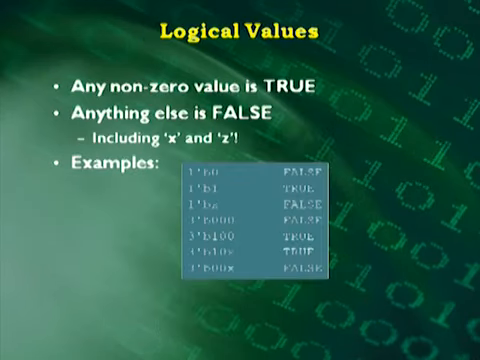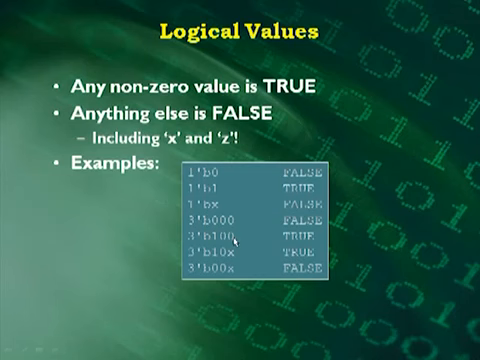Oops, sorry. In the next one there, the 1'bx, it's false because it includes an X, okay? This one, of course, is false. This one is true because it's non-zero and it doesn't have an X or Z. The next one is true because it has a 1 in there. And the next one is false.